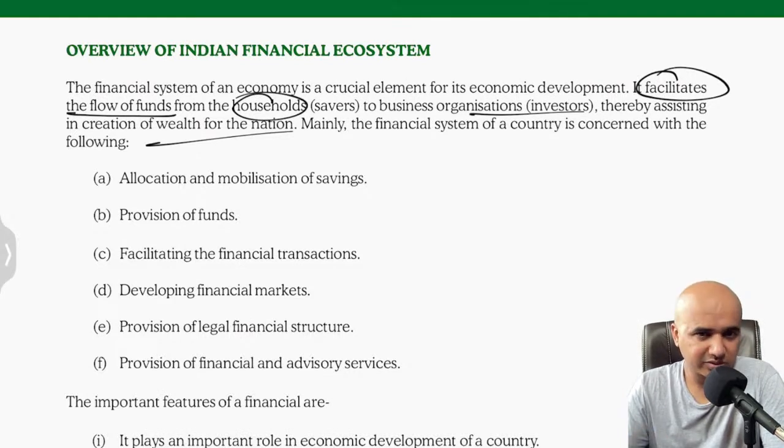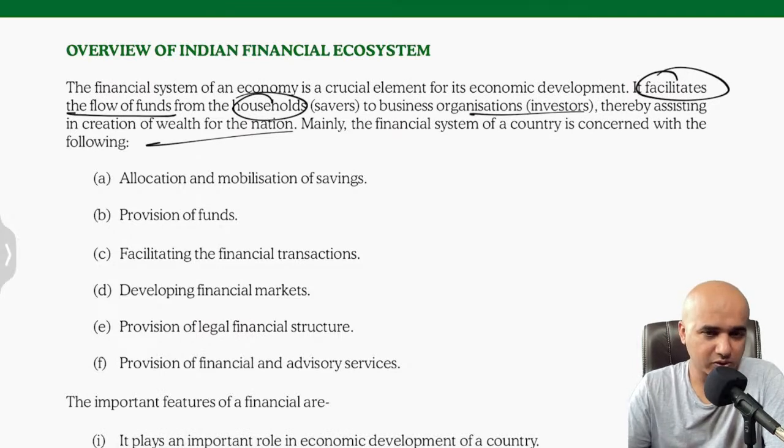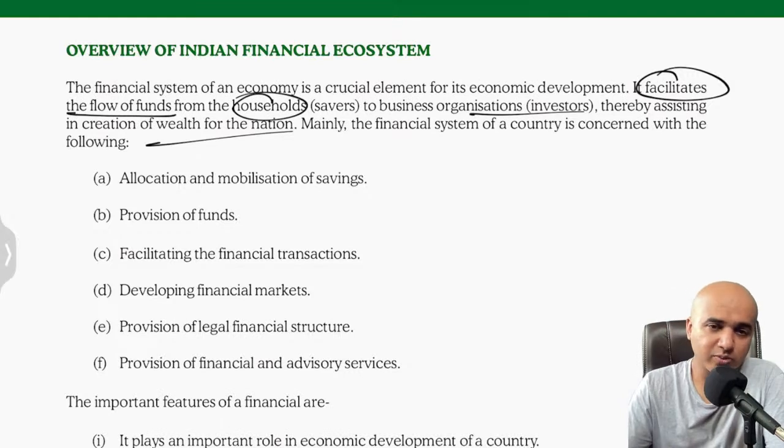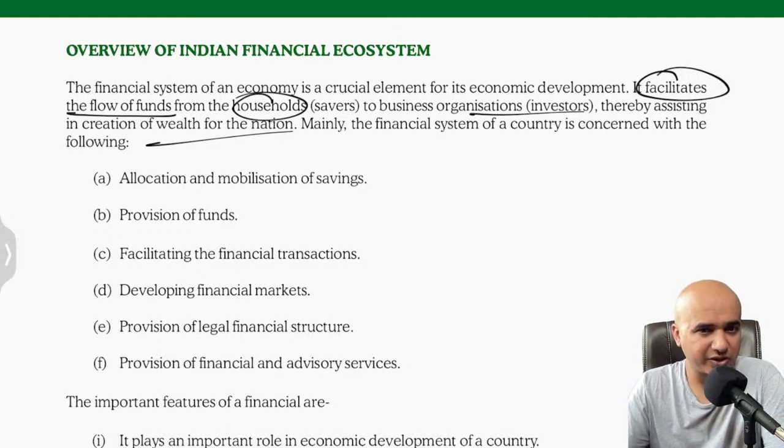So when they contribute towards taxes and other stuff, the government will also get more money. And at the same time, you as an investor will also get more returns. Either you will get returns in the form of increase in the share value, or in the form of dividend. Both are beneficial for you as an investor. So this is what the financial system of a country is concerned with. So let's see what those are.